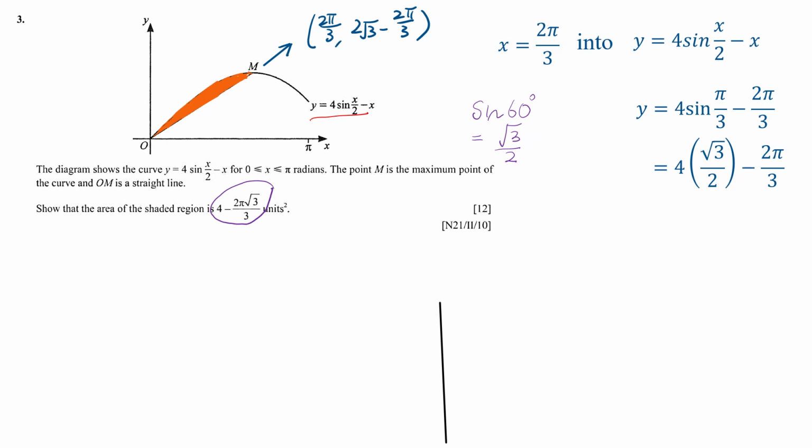And why do we need the y-coordinate for point M? Because to find the area of the shaded region, we would have to find the area under the curve, minus away the area of the triangle OMZ. So this is what we're going to do.